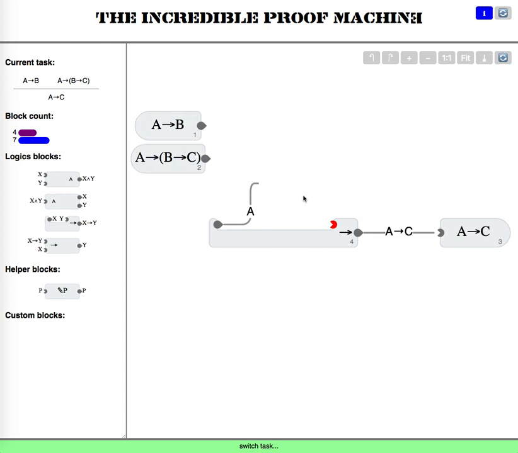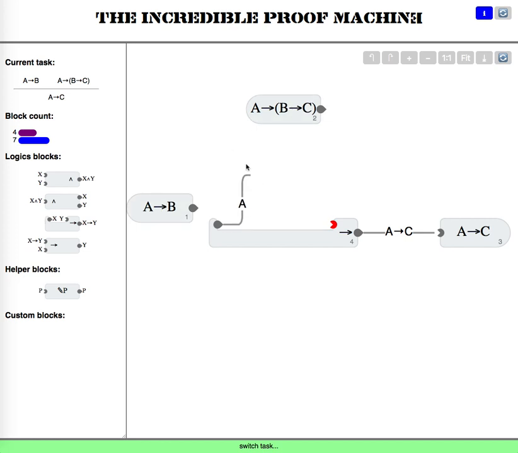So, how do we prove C given A? Well, we know that we can get a C from an A somehow in here. We can't get a C out of this because there's no C in it, but we might need to use it here because there's a B. So, let's go ahead and combine these two together. Okay, we got B implies C.